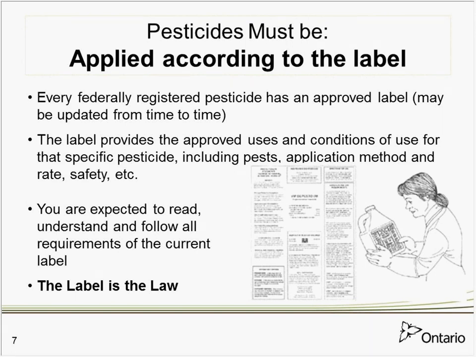The label provides the approved uses, conditions for use, includes the pests that can be controlled, application methods, the application rate, safety, and everything you need to know. You are expected to read and understand and follow all requirements of the current label. And what we say frequently is the label is the law. Where the label says you have to follow.